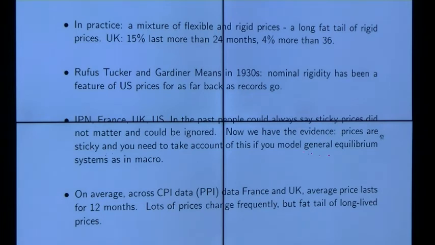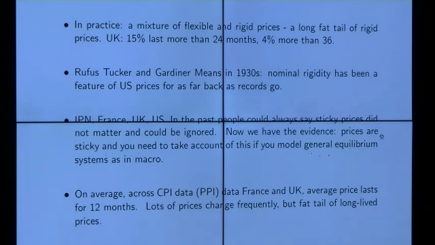So what do we have in practice when we look at the data? Well, we have a mixture of flexible and rigid prices. I showed you the distributions earlier. We have a long fat tail of rigid prices in the UK. There's a small proportion, a small share of prices which last for 2 years, 3 years and beyond.